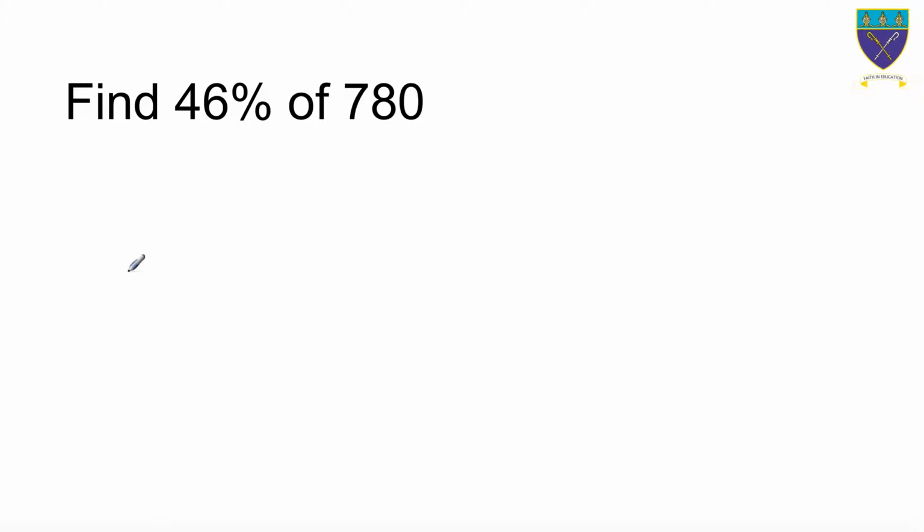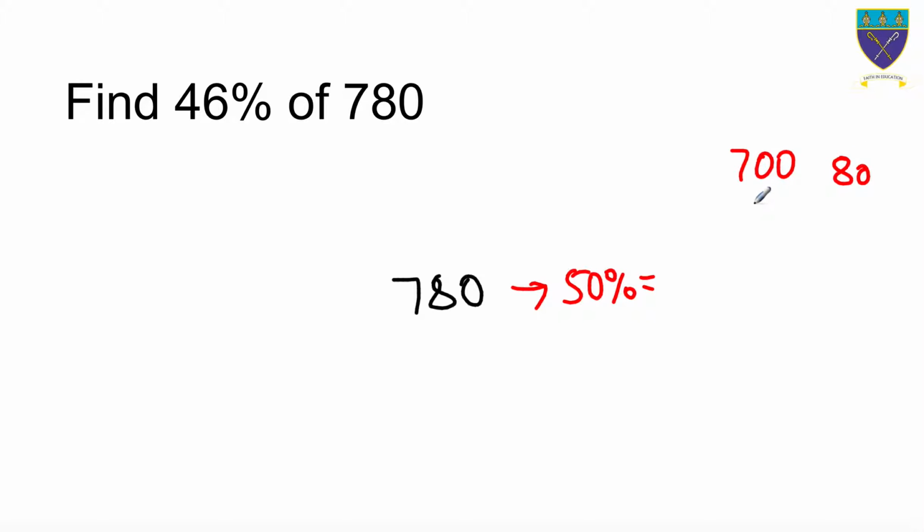When we get questions such as find 46% of 780, then what I would do is I'd use that 780 as my base number. I would start by finding 50%, which is 700, if we split it into its hundreds and its tens, so half of that would be 350, half of 80 would be 40, so that put together would be 390. And then 10% would be 78.